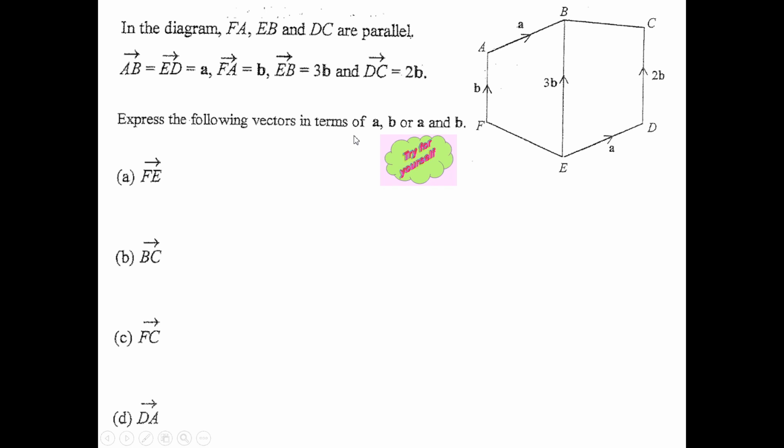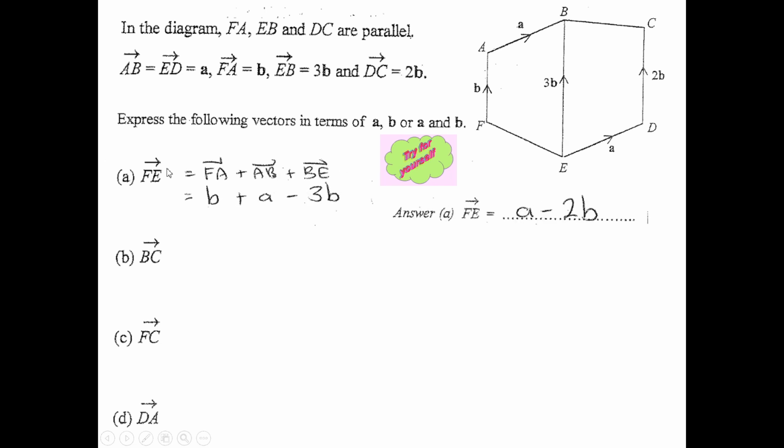Express the following vectors in terms of A, B, or A and B. So meaning maybe it's A plus B, or maybe it's 2A minus B, or maybe it's just 3B, or maybe it's 4A. So FE, where's F and where's E? We don't have one specifically for this, but we could go down, down, down. There's lots of different pathways. You could go all the way around. I tend to take the shortest way possible.